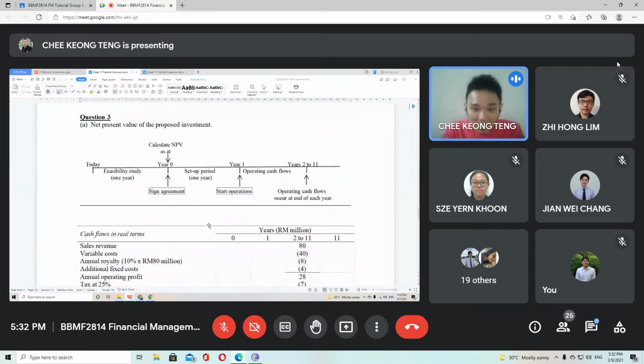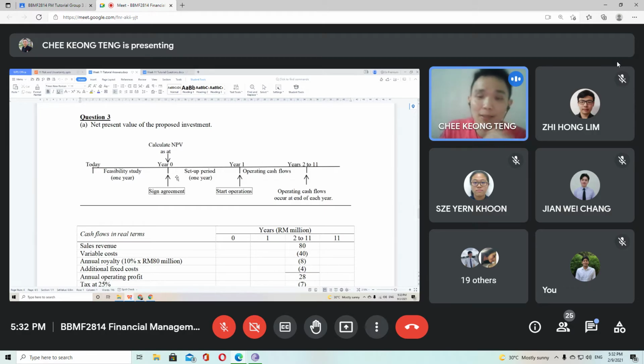Okay, so I explain the case first. This case is basically talking about now, which is today, and year 0 is not really today. Year 0 is the beginning of the project, 1 year later. If you read the question, they will tell you on whether you sign the agreement to proceed with this new investment, to develop a new technology. If you want to do that, you sign the agreement, and it will be 1 year later. That is the start of your project, year 0. So your year 0 is not today in this case.